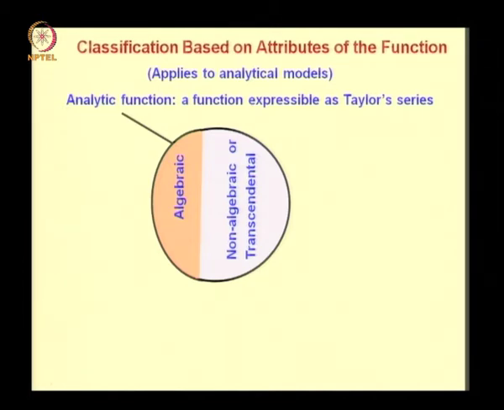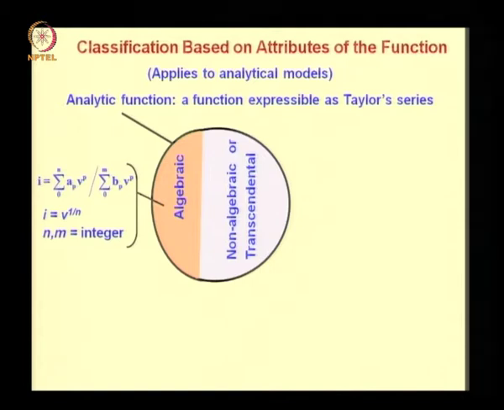Now let us look at the forms of algebraic functions. So one form of algebraic function is ratio of polynomials. So here I can be regarded as a current and V can be regarded as a voltage. Then I is equal to sigma a suffix p v power p, where p varies from 0 to n, divided by sigma b suffix p v power p, where p varies from 0 to m. Here n and m are integers. So the form I equal to v power 1 by n, where n is an integer, also represents an algebraic function.